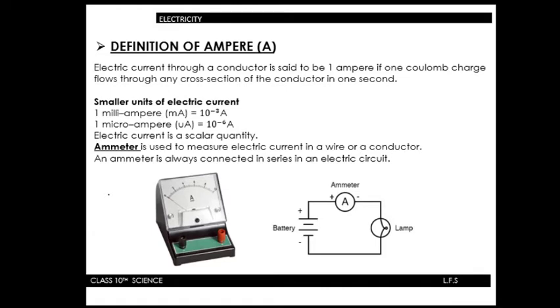See the positive negative charge, see the battery positive terminal and then the positive of the ammeter. Similarly, the negative of the battery is connected to the negative of the ammeter. Clear? So remember one thing, that ammeter is always connected in series.